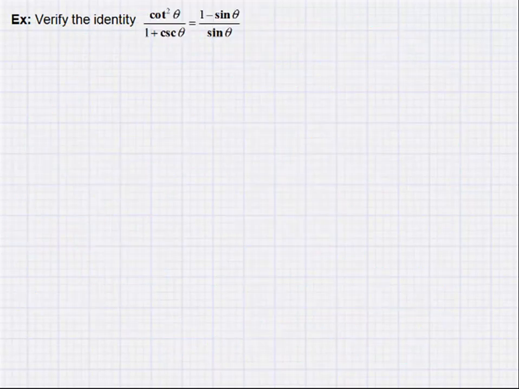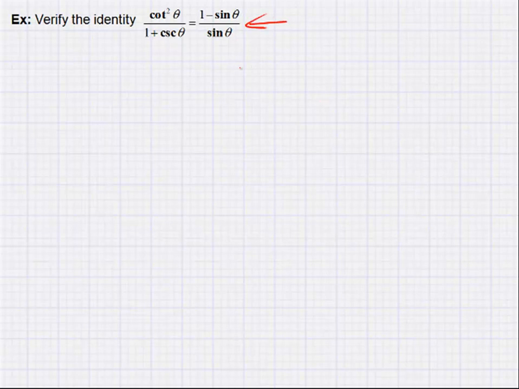Okay, last one. Verify this identity. First, choose a side. It doesn't matter. You may have to work on both sides. It doesn't matter. Just for the sake of doing it, I'm going to choose the right side.